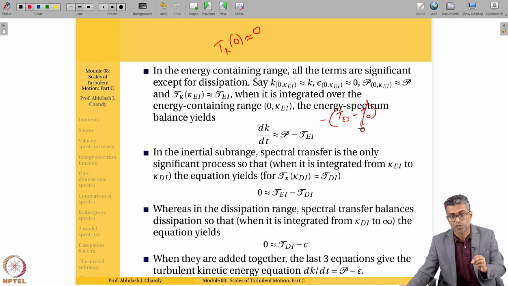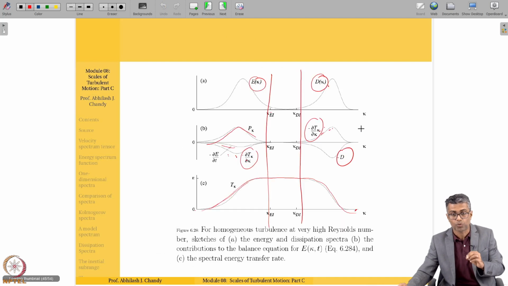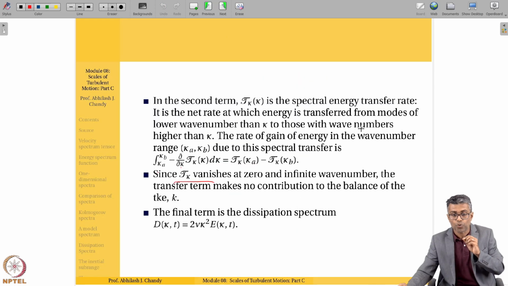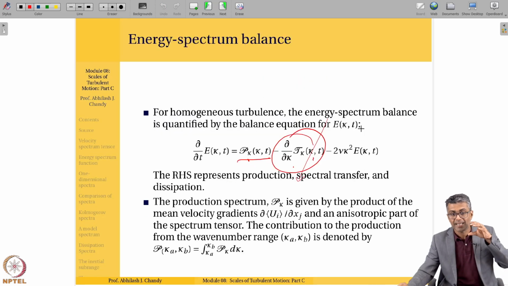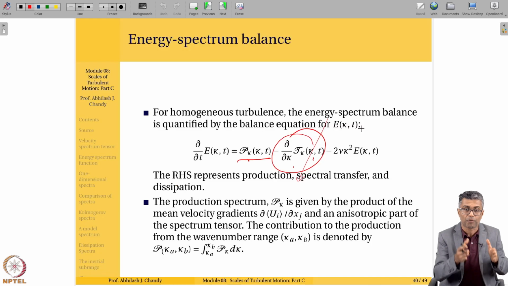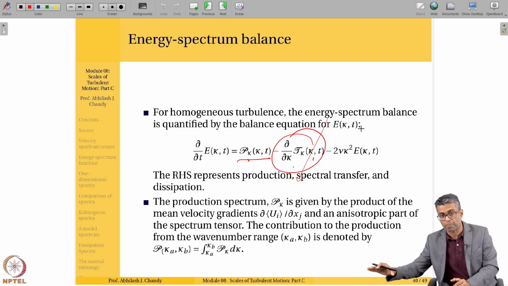So there's more analysis to be done in terms of each of these terms, and that is what we will do starting in the next class. But here, what you have to understand is, the energy spectrum balance is made up of 3 terms: the production, the transfer, and the dissipation.